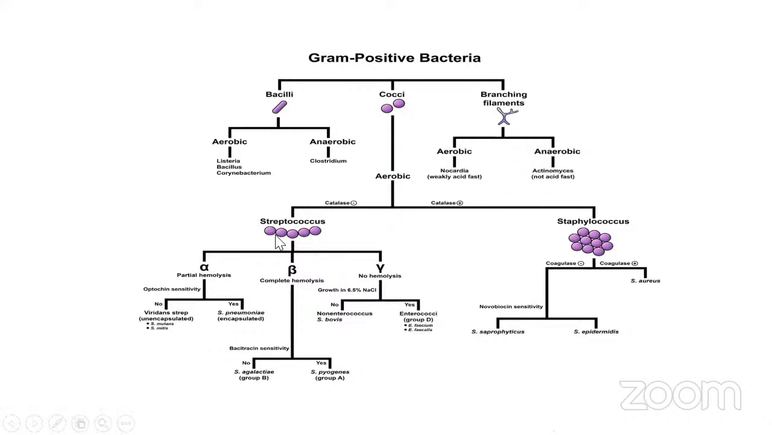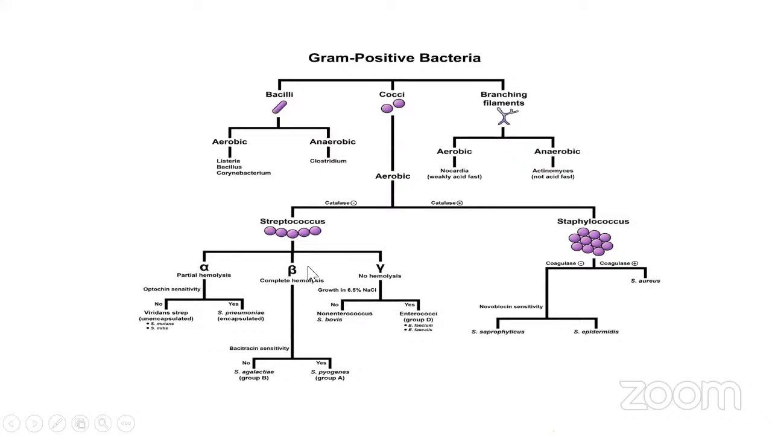Then when you go to the catalase negative side of things, we know now these are Streptococcus, but we need to differentiate which strep family they are. So there are those that do alpha hemolysis, which is partial hemolysis. So you'll see a green pigment on the agar. Then you have beta hemolysis of blood cells. So you're growing this on the blood agar.